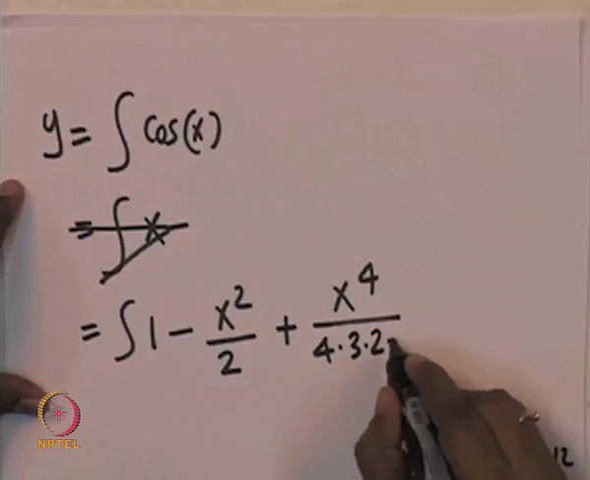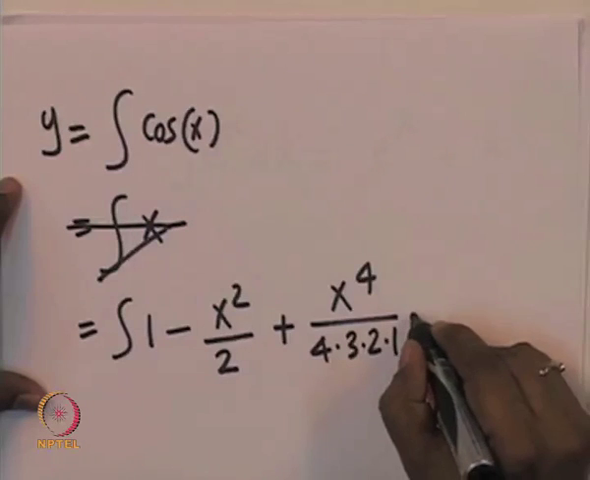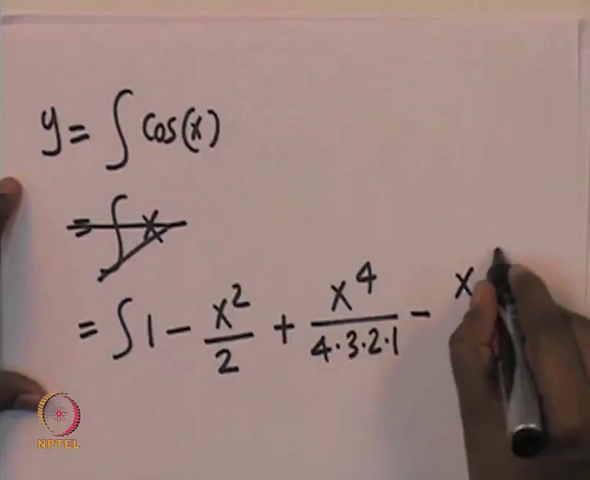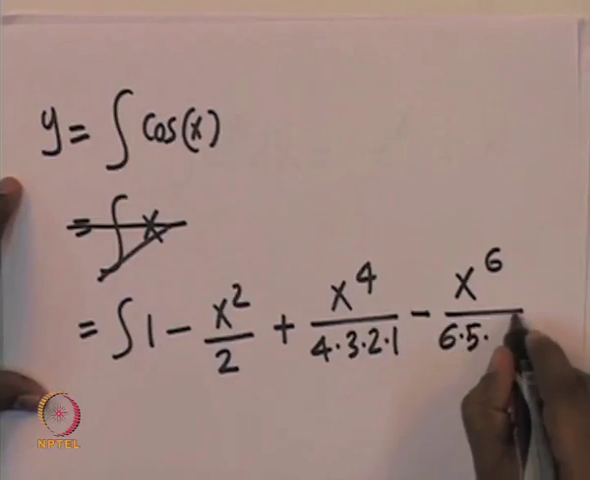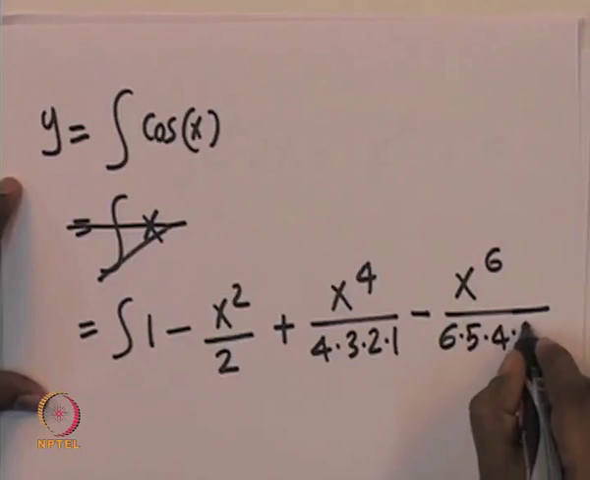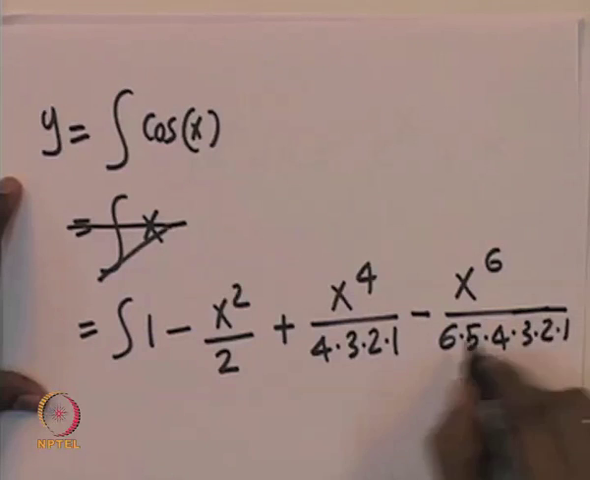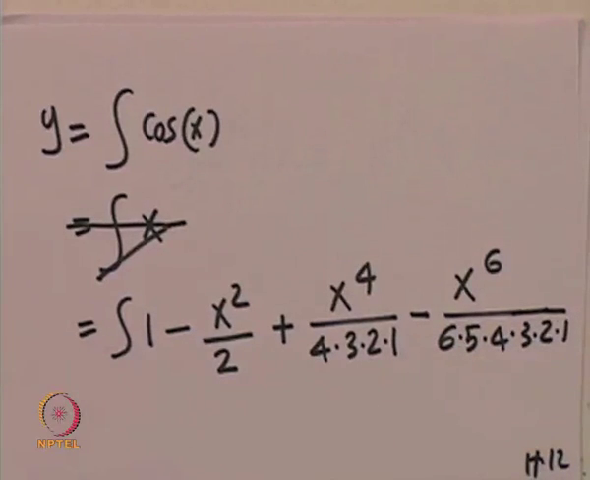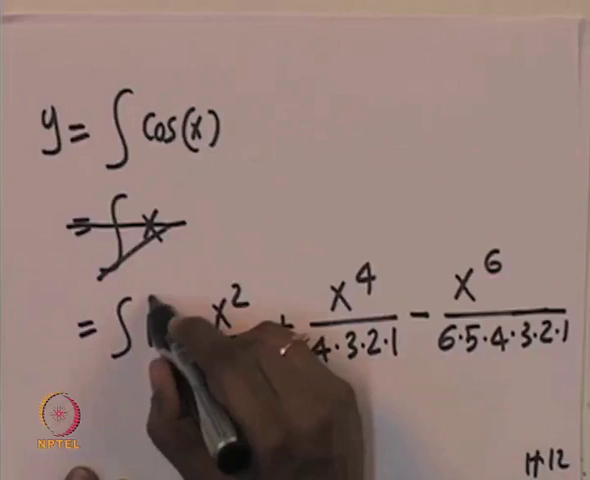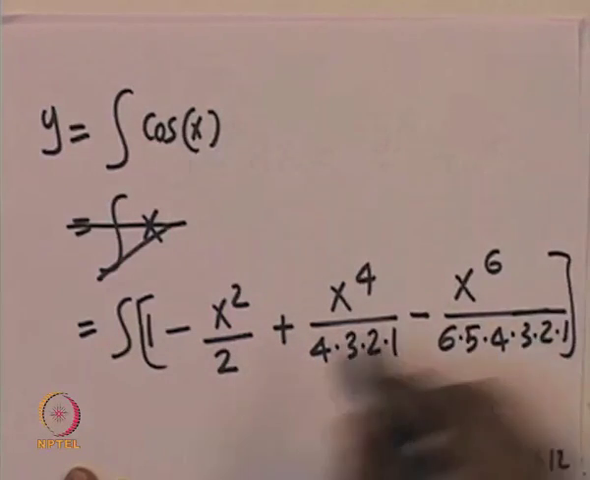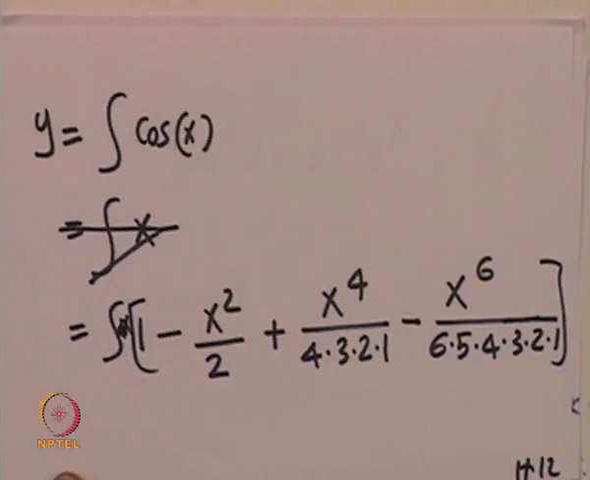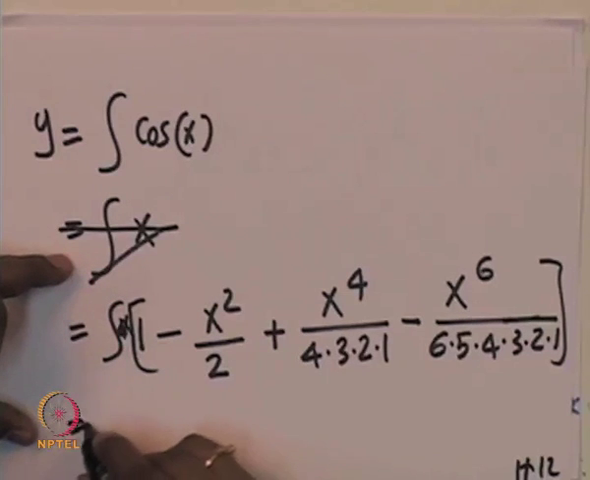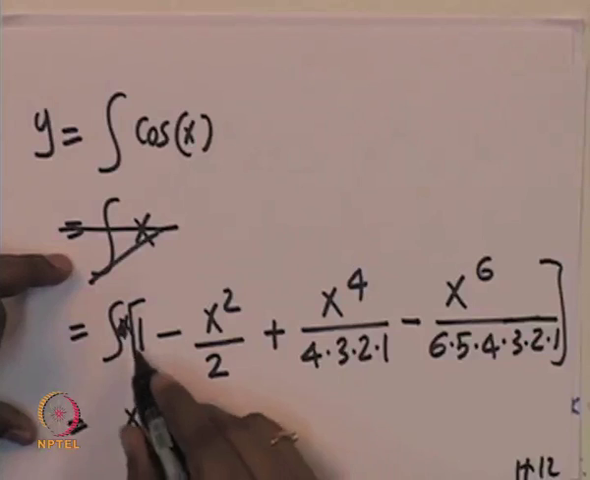So, that is 4 factorial, minus x power 6 by 6 factorial. 6 factorial is 6 times 5 times 4 times 3 times 2 times 1. So, this is 6 factorial, and you have to do this integral of this whole thing. So, you find the integral dx. So, now the integral of 1 dx is x.